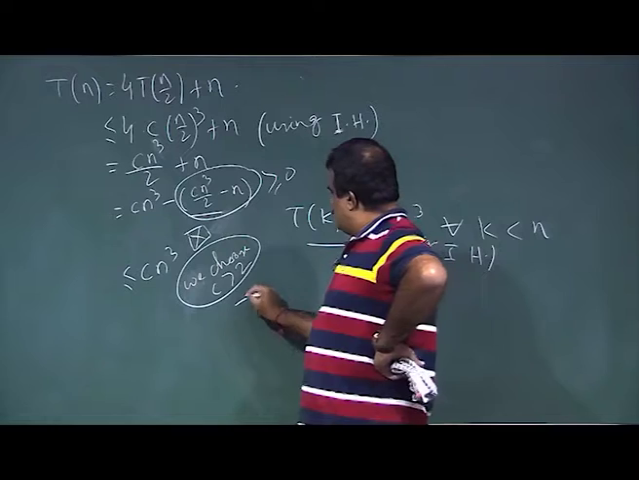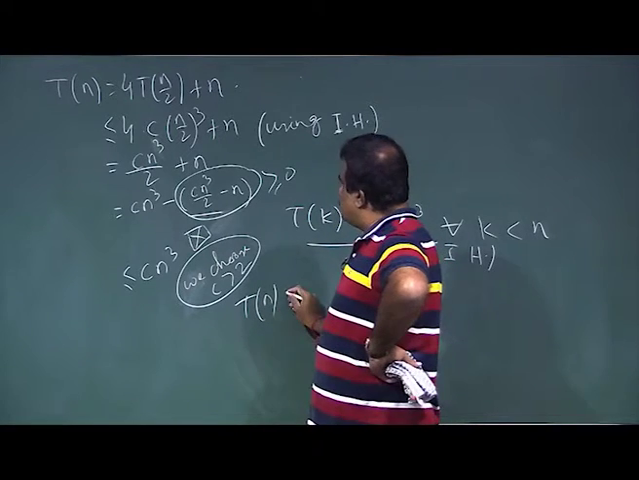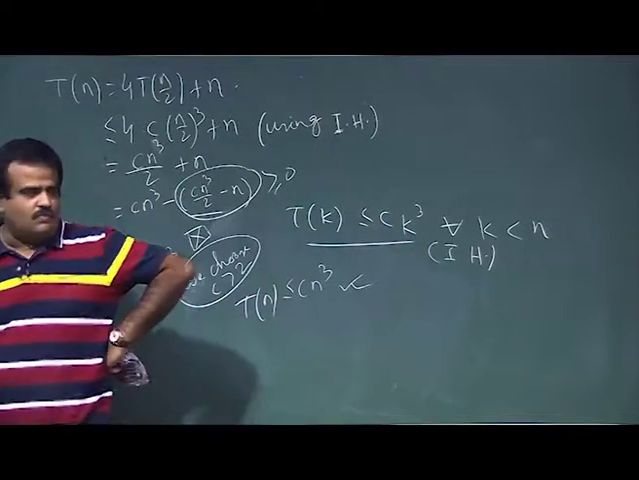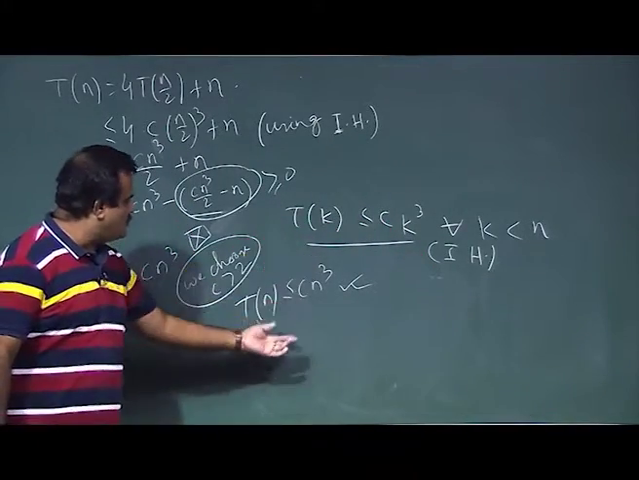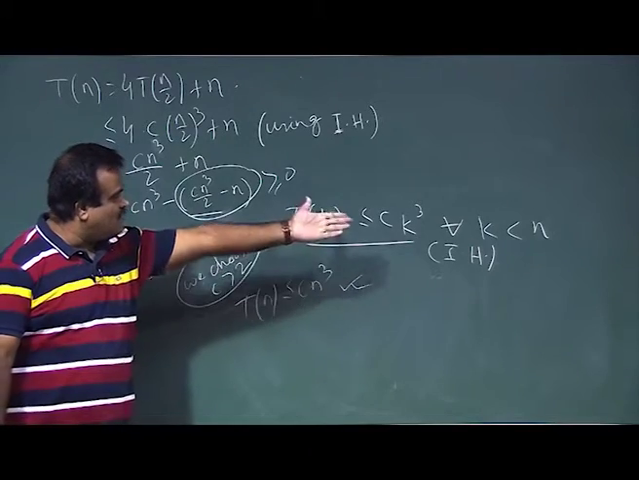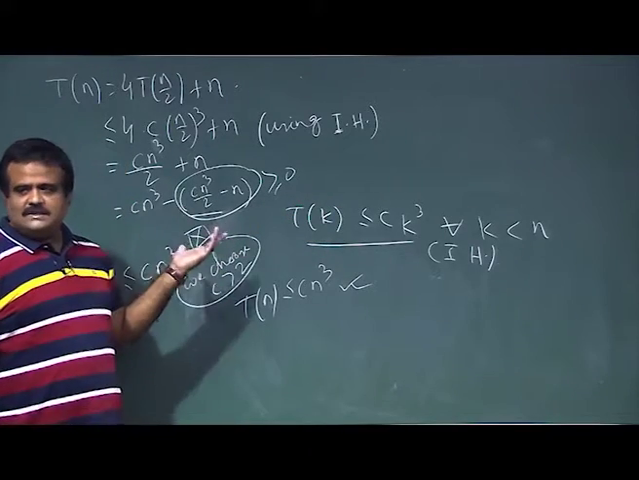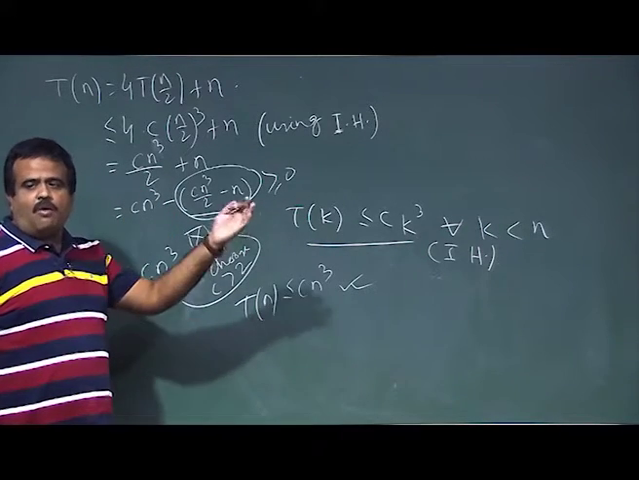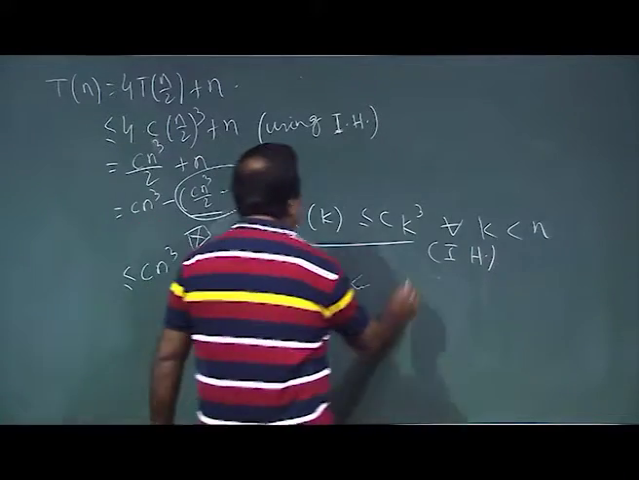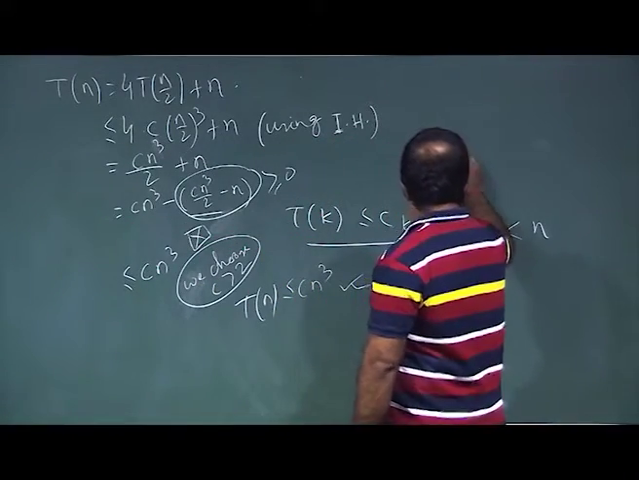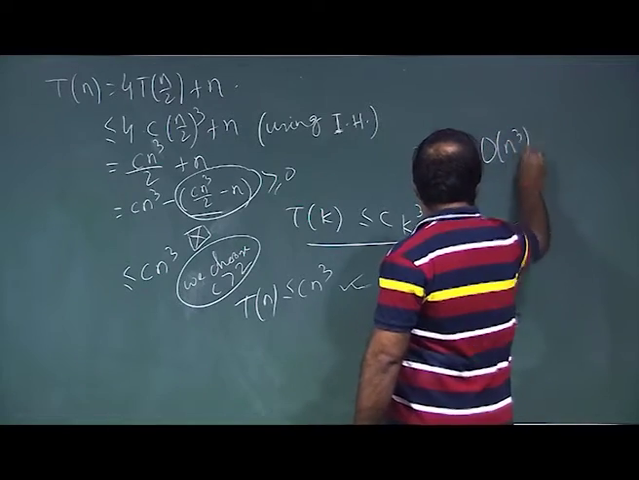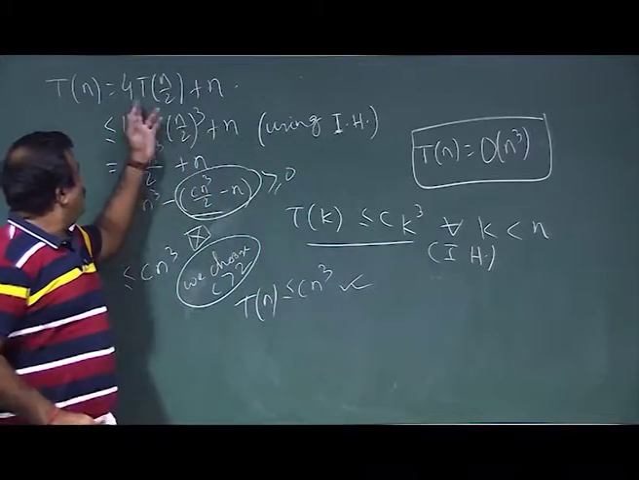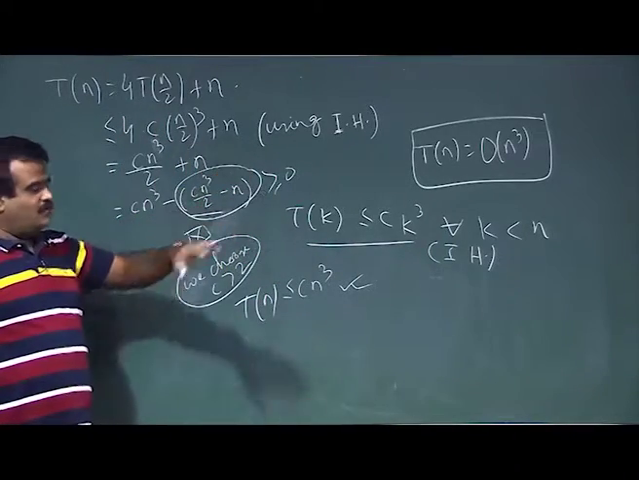So, that means by taking this assumption we have shown that T(n) is less than c n cube. We have shown this result is true for k equal to n also, and we can easily check the base case. So the result is true for all n. That means T(n) is big O of n cube. Okay. So, the solution of this recurrence is big O of n cube.